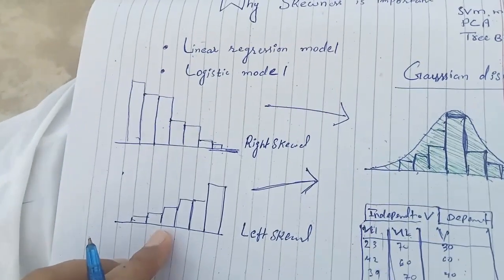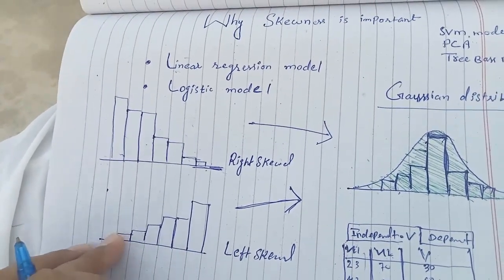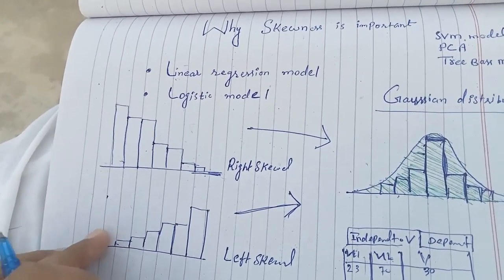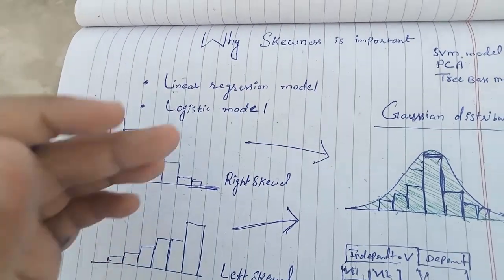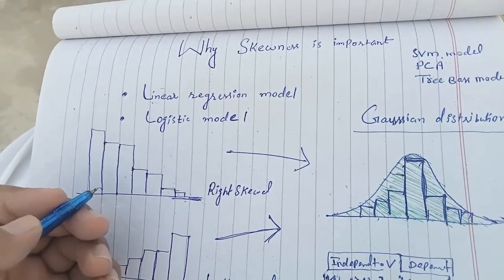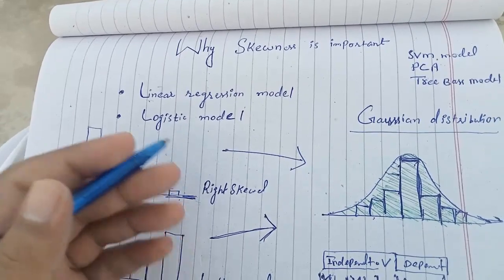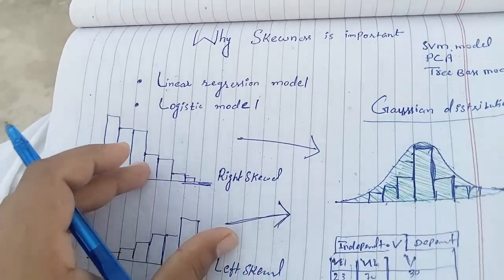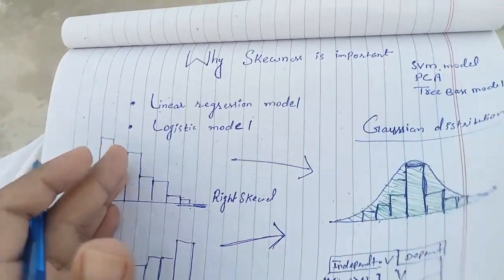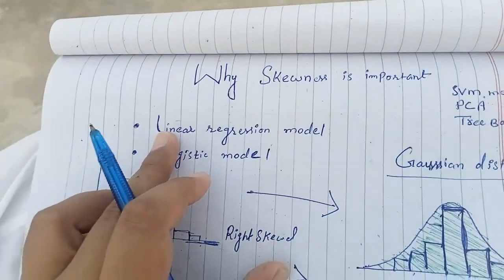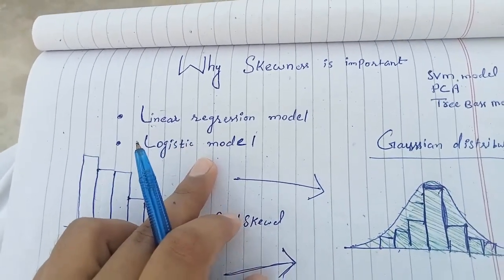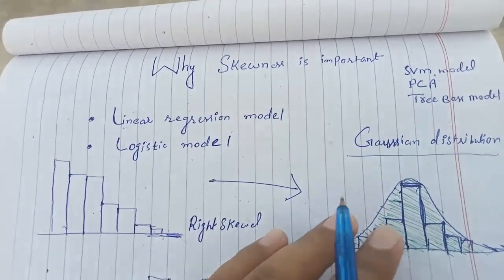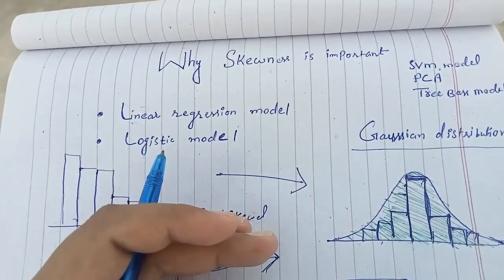And in the left skew, we can see that the data set is skewed to the left, and the extreme values are very small. So with the help of skewness, we can also tell about the outliers. If we show the data set in a histogram, it will tell us whether it is skewed or not. This matters because the linear regression model and logistic model assume the data set should follow the Gaussian or normal distribution.